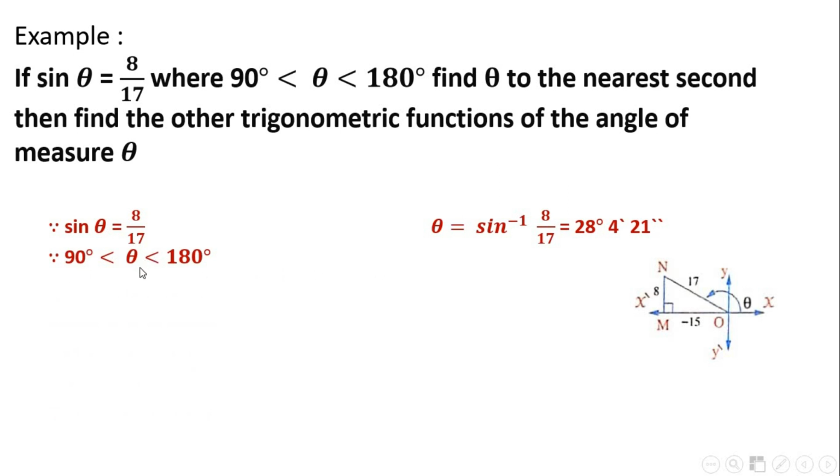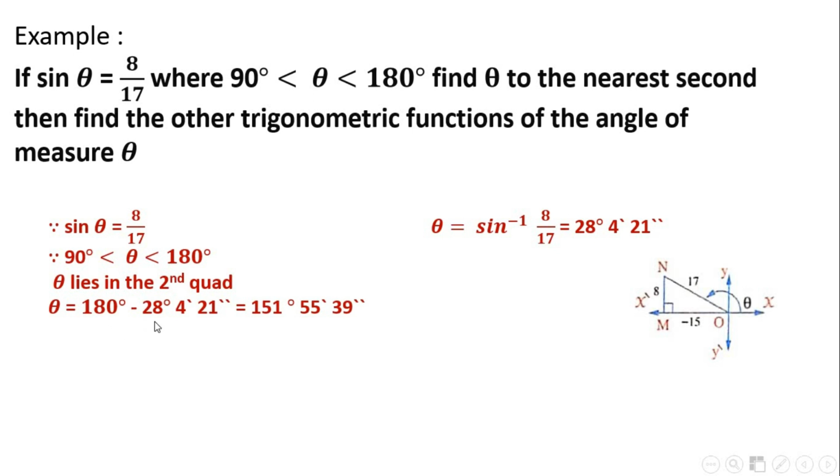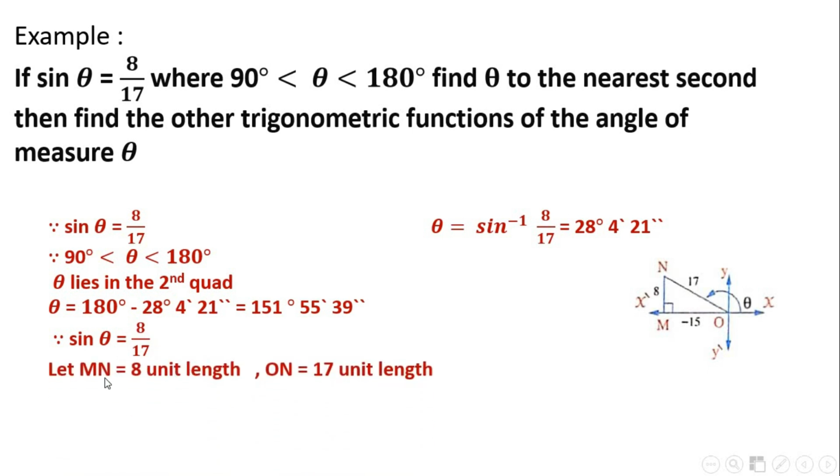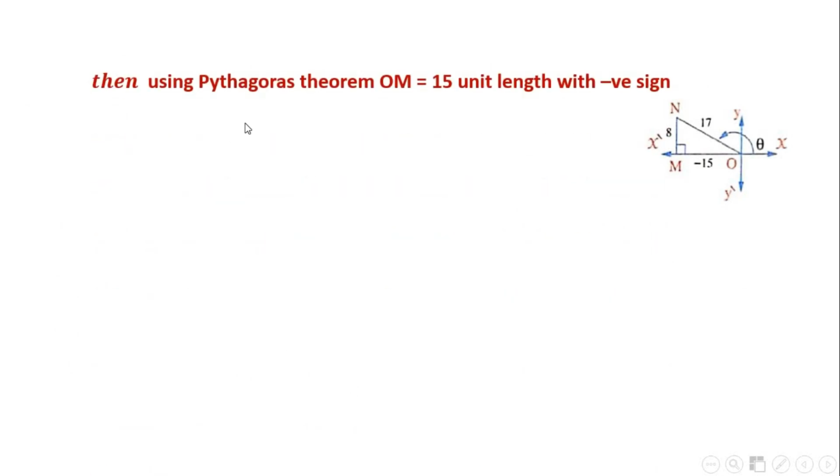Since theta lies in the second quadrant between 90 degrees and 180 degrees, theta will be 180 minus 28 degrees, 4 minutes, 21 seconds, which equals 151 degrees, 55 minutes, and 39 seconds. Since sine theta equals 8 over 17, let MN equal 8 length units and ON 17 length units. Then using Pythagoras' theorem, OM equals 15 length units with a negative sign.